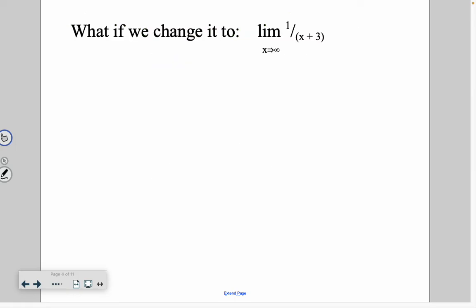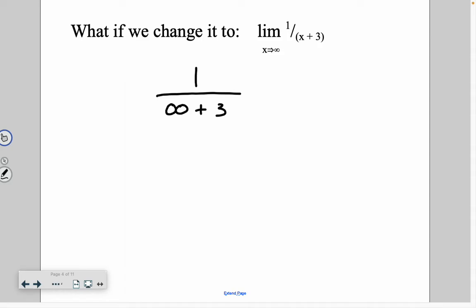Okay? So, what if I asked you this question? What if I changed it to like 1 over x plus 3? Yeah, so what if I had this? Like, what if I had 1 over infinity plus 3? What is it? Somebody said it. Still 0. Think about it again.